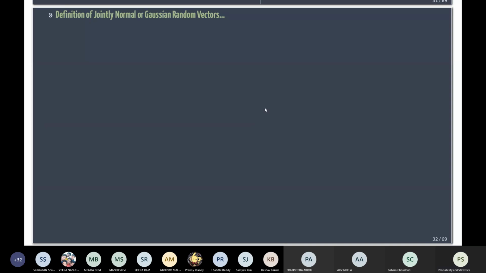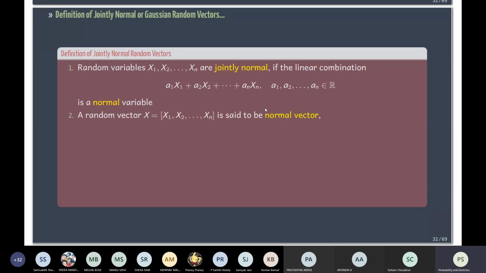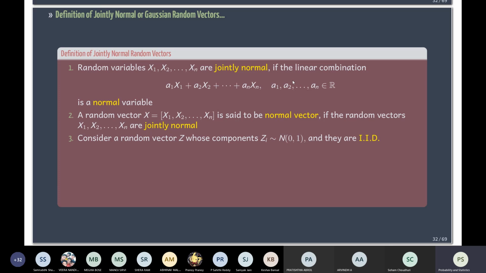And just like before, we can also define jointly normal random variables. X1 to Xn are jointly normal if every linear combination is also normal. We have done this for the two variable case; this is just an extension. We can also define it in terms of a vector: a random vector will be called a normal vector if the components are jointly normal.